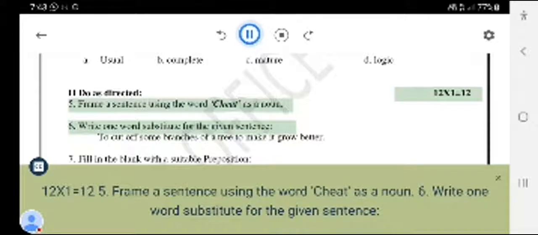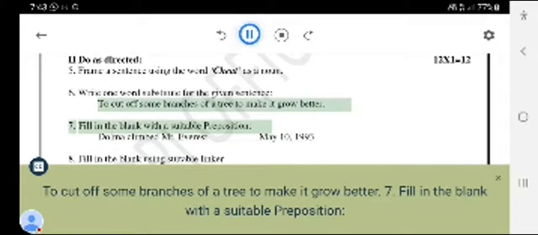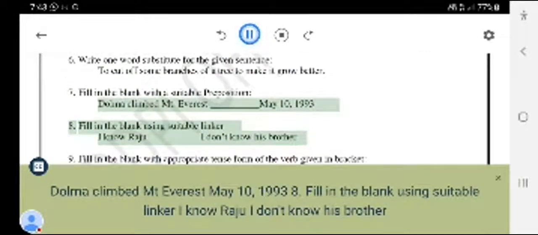6. Write one word substitute for the given sentence. To cut off some branches of a tree to make it grow better. 7. Fill in the blank with a suitable preposition. Dolma climbed Mount Everest May 10, 1993. 8. Fill in the blank using suitable linker. I know Raju. I don't know his brother.